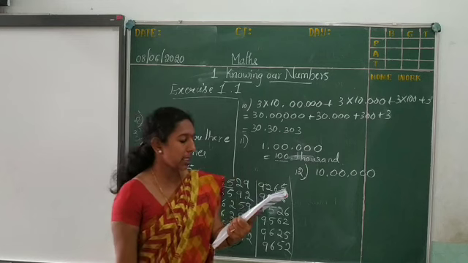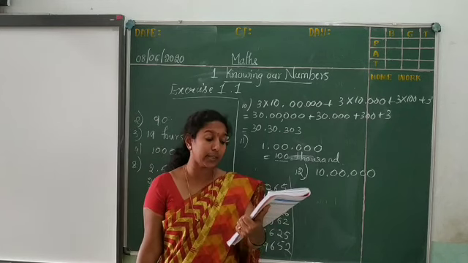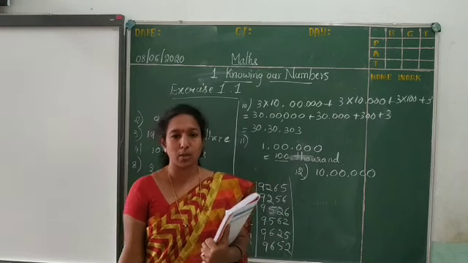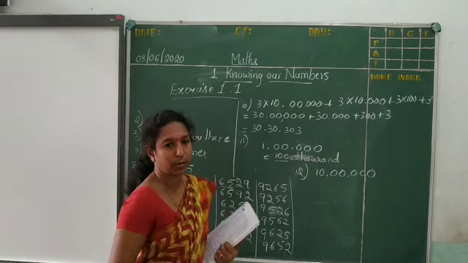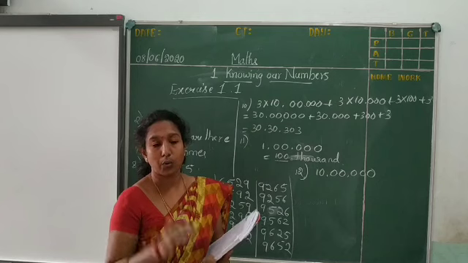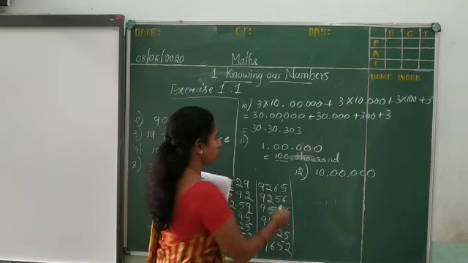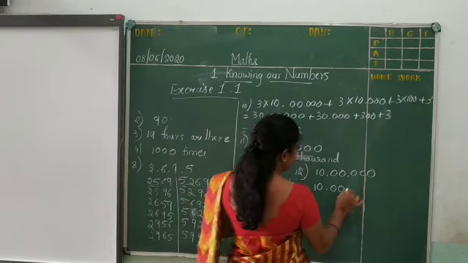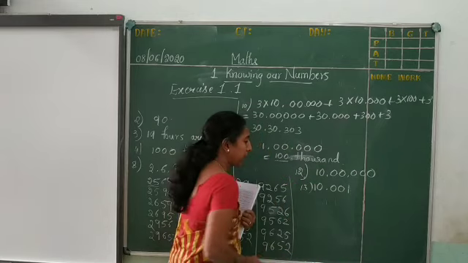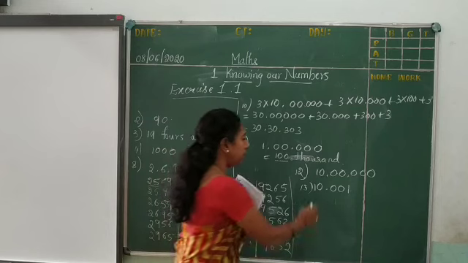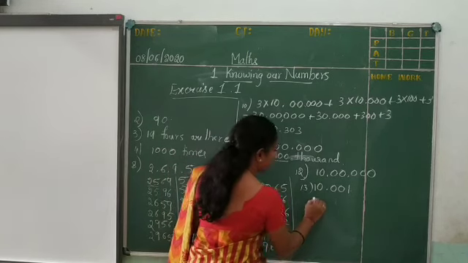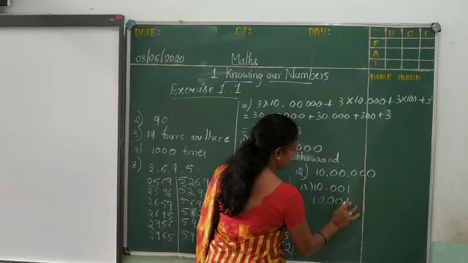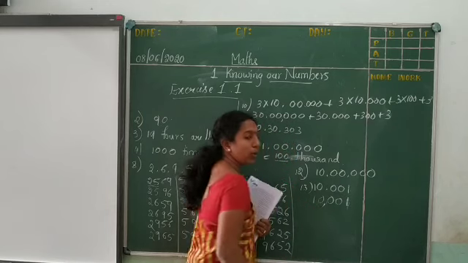Okay. Next, the smallest 5-digit number that does not change even if the digits are in reverse order. If we write in the reverse order also, the value of the number will not change. So what we have to do? Same. How many digits? 5 digits. If you write in the reverse order, means 1, 0, 0, 0, 1. So the same only will come.